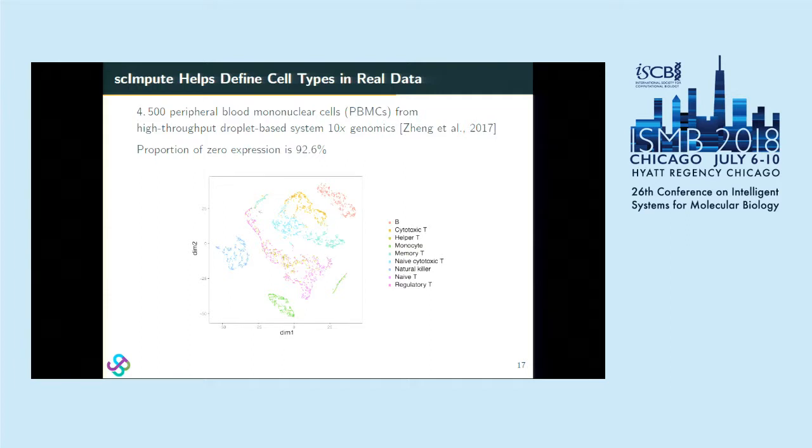And my next example contains 4,500 PBMC cells from the 10x protocol. And I use this example to show that scImpute can help us define cell types in real data. The proportion of 0 expression in the raw data is above 90% in this example. I'm first showing the first 2 dimensions of t-SNE results after we apply MAGIC, and we can see that the middle clusters cannot be clearly distinguished without using the true color labels.